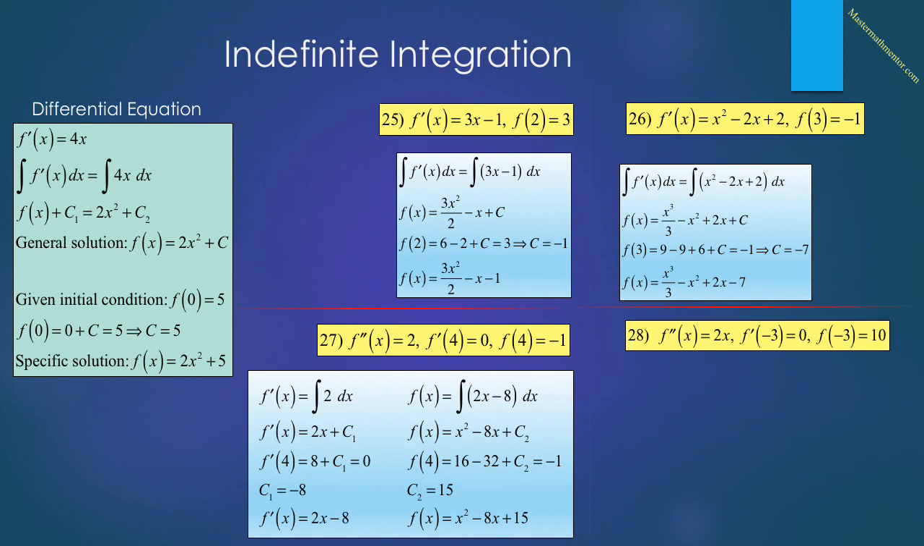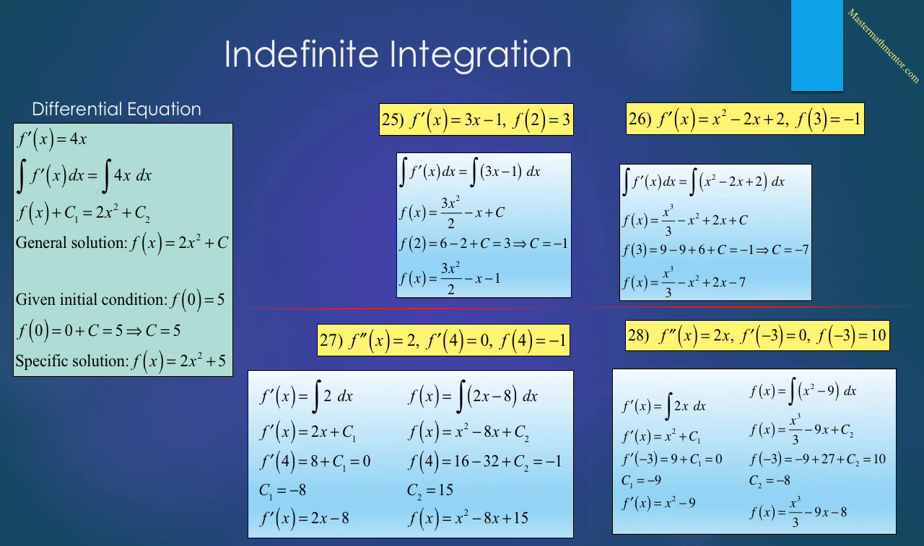We use the fact that f of 4 is equal to 16 minus 32 plus c2, and we know that's equal to negative 1, making c2 equal to 15. So f of x equals x squared minus 8x plus 15. We can check our work. Plugging in 4, we get 16 minus 32 plus 15, which is negative 1. f prime of x is 2x minus 8, and therefore f prime of 4 is equal to 0. And f double prime of x, we know, is equal to 2.